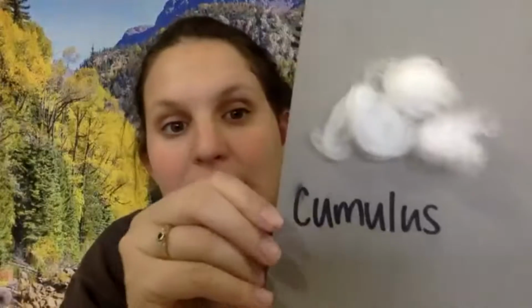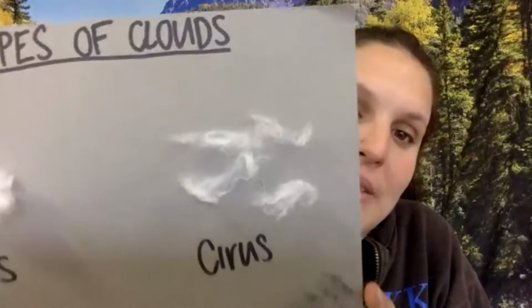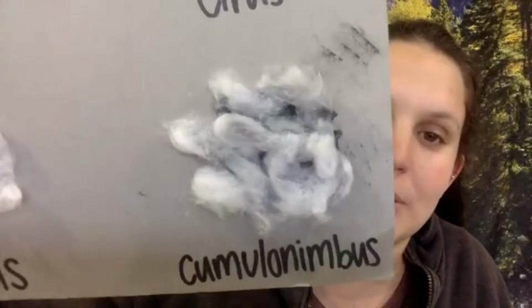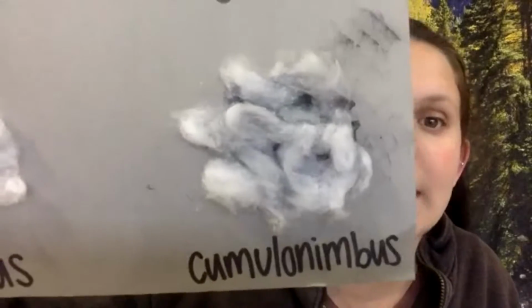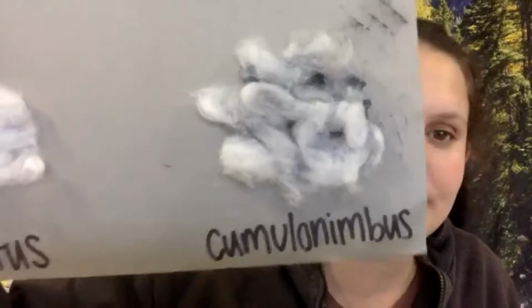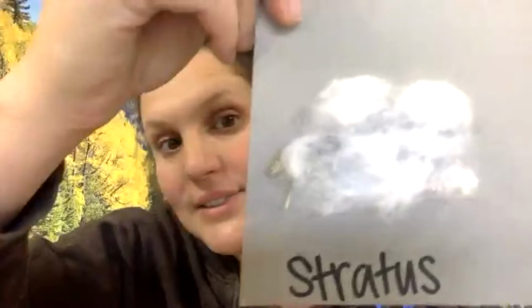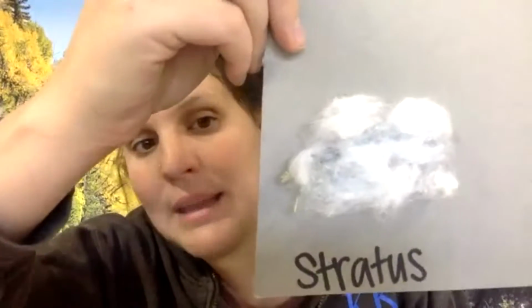So I made some cumulus clouds, the big and fluffy ones. Then I made some cirrus clouds, the feathery, thin ones. Then the cumulonimbus, which was my favorite, the big, tall, wide, dark clouds for storms. And then the stratus clouds that are like a gray blanket. So that's just a fun idea to help you remember your types of clouds.